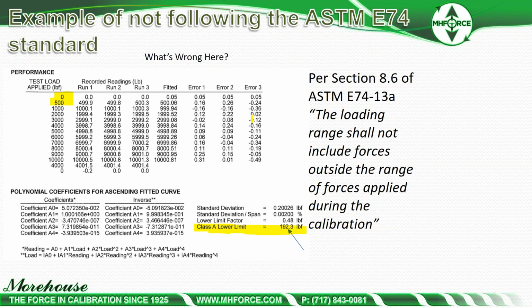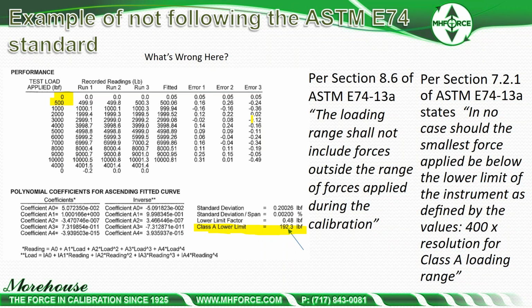So we look at that and we say, okay, some people say, yeah, 0 is acceptable, but 0 is not an acceptable first point, because section 7.2.1 of ASTM E74 states, in no case should the smallest force applied be below the lower limit of the instrument as defined by 400 times the resolution. So in this case, this cell has what appears to be a 0.1 pound resolution. 400 times that is 40. So the lowest first test point should be 40 pounds, the absolute lowest.